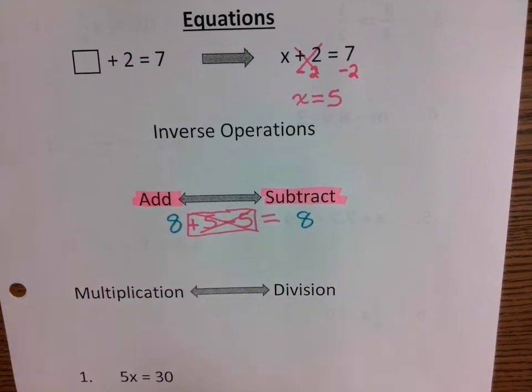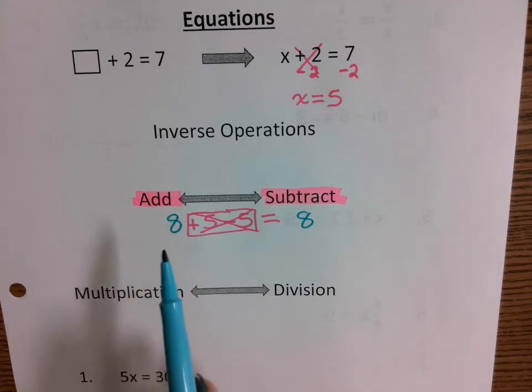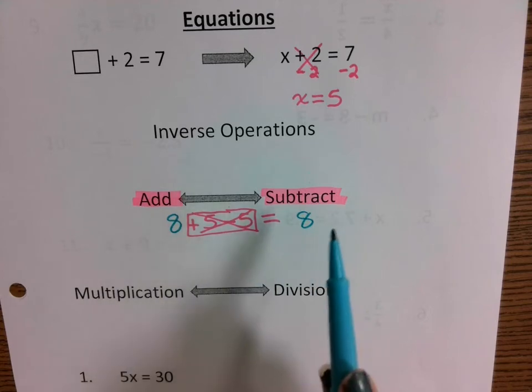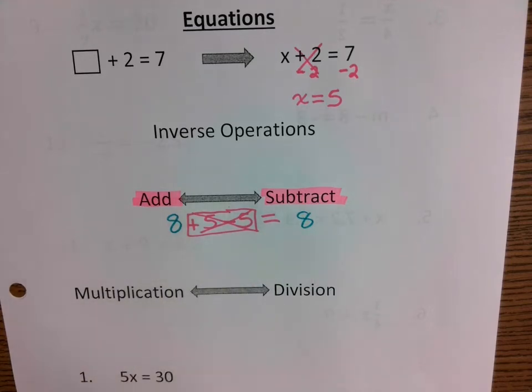Let me say that again. If I start with some random number and I add 5, but then I subtract 5. So 8 plus 5 is 13. 13 minus 5 is 8. So adding 5 and then subtracting 5, they have a canceling effect on each other. It's as if they never happened. So addition and subtraction of the exact same value will cancel each other out.